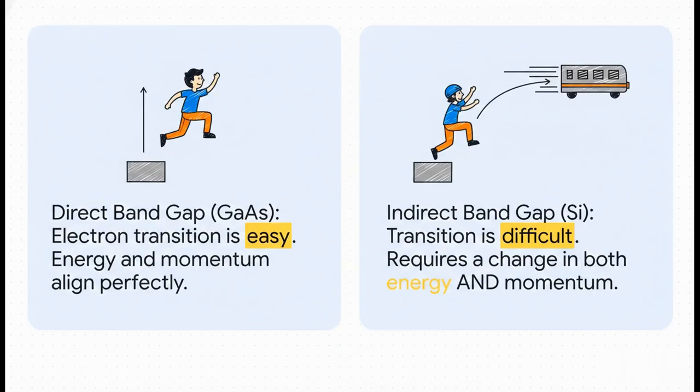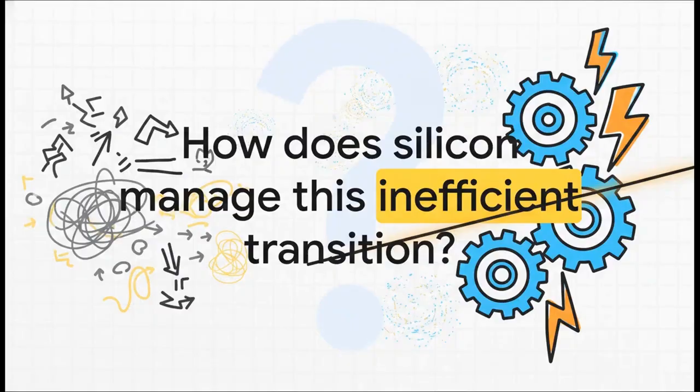This means an electron doesn't just need the right amount of energy to jump. It also needs a perfectly timed kick of momentum. It's like trying to jump from a standstill onto a speeding bullet train. It's just incredibly unlikely to happen on its own. So that lands us right back at the big mystery, doesn't it?